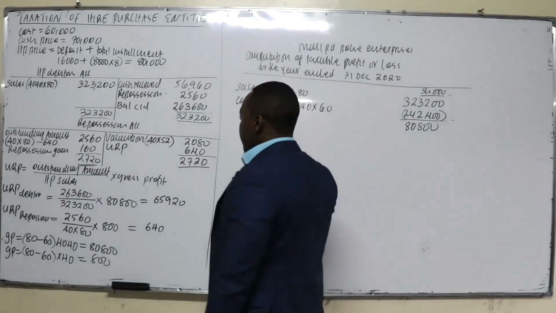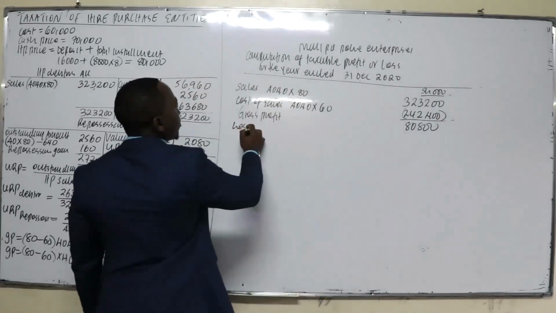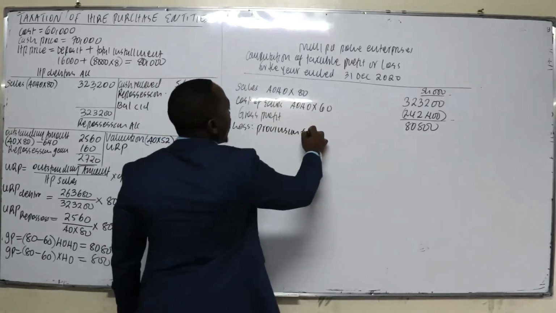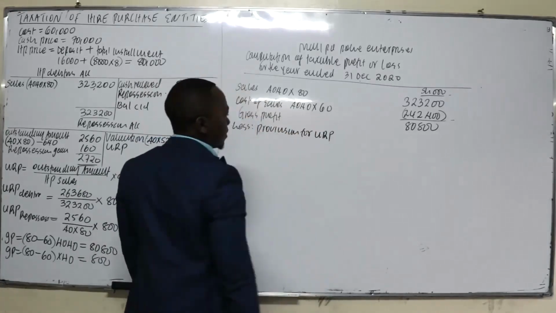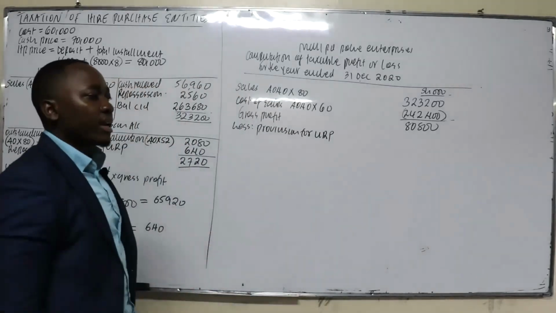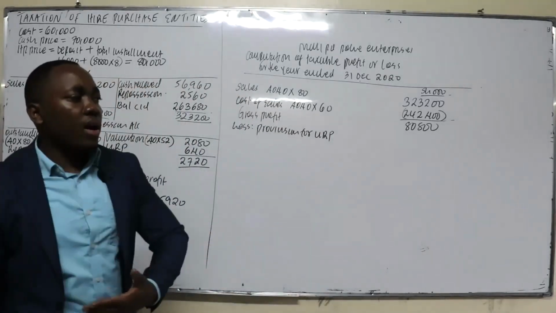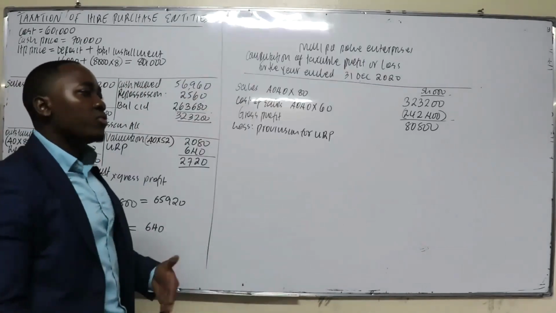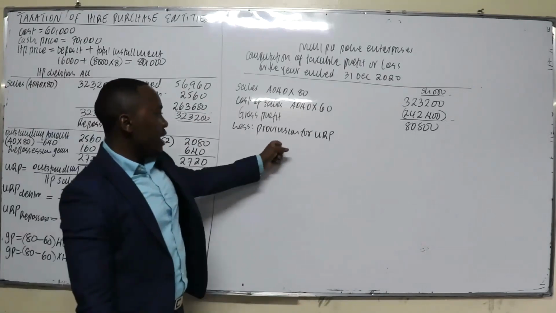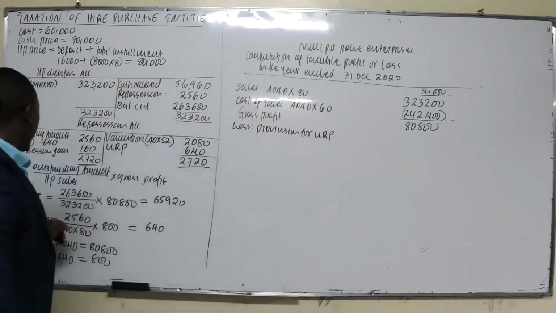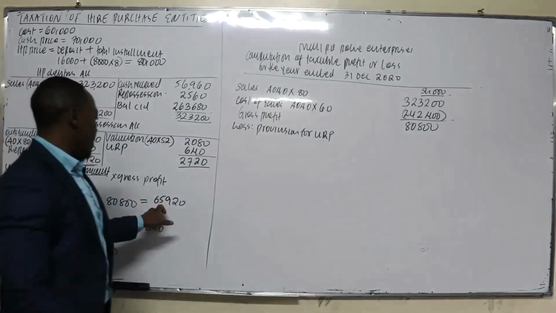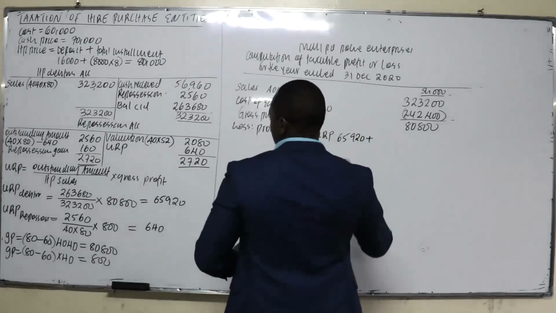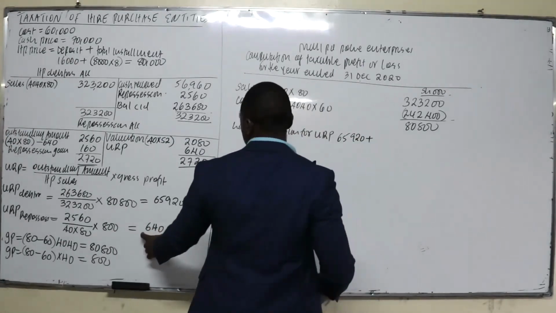Then of this 8,800, you make a provision for unrealized profit. Just call it the unrealized profit, because you see we're selling on credit. So what you expect to receive over all the period, what you receive the next year will not be taxed now. So you'll be given that provision, it will not be taxed. So for unrealized profit for the year, on debtors, it's an amount of 65,920. And also we had the other one on repossession, an amount of 640.